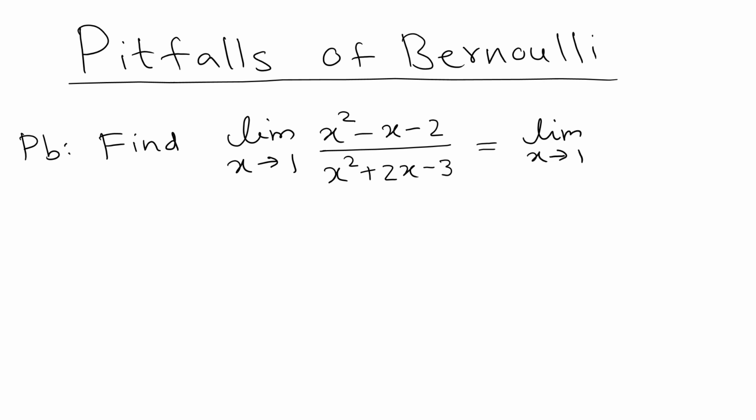So the derivative at the top is 2x minus 1, divided by 2x plus 2. Then we plug in x equal 1 here. When you plug in x equal 1, what you get is 1 over 4. But unfortunately, this answer is completely wrong. That's not what you get. This limit actually does not exist.